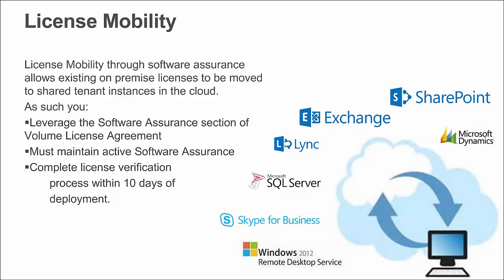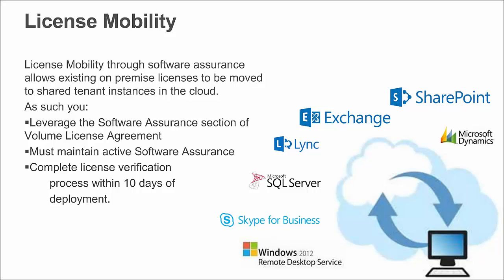There are a variety of benefits to software assurance. A common use of it is to make sure that you have access to the latest version of the product, whether that's SQL Server or Windows Server. Today, what we're really going to focus on is the license mobility portion of SA. So that license mobility benefit allows a customer to take licenses that they've purchased on their enterprise agreement and run them in a shared tenant instance in AWS Elastic Compute Cloud.